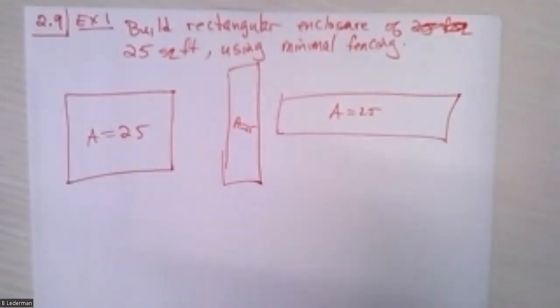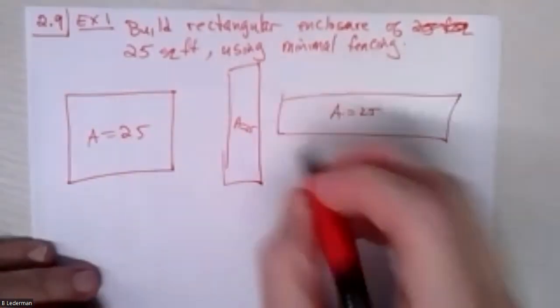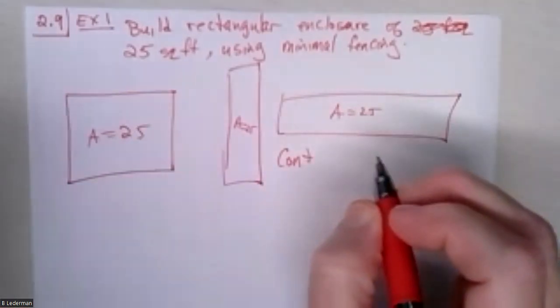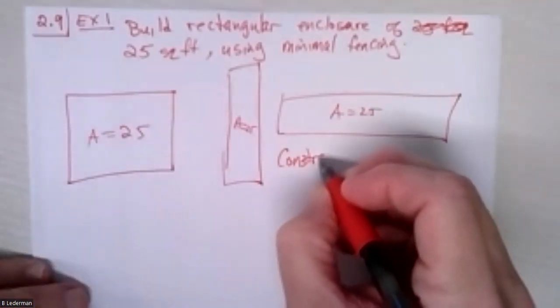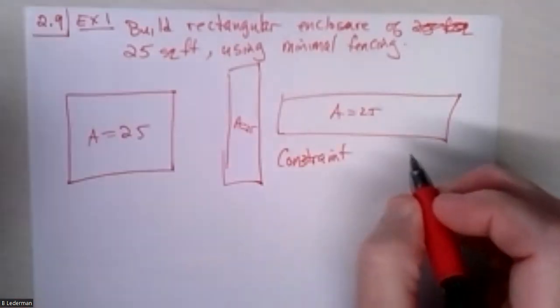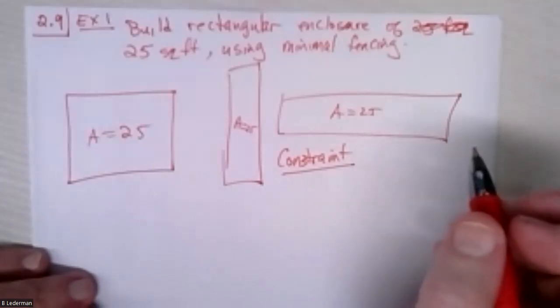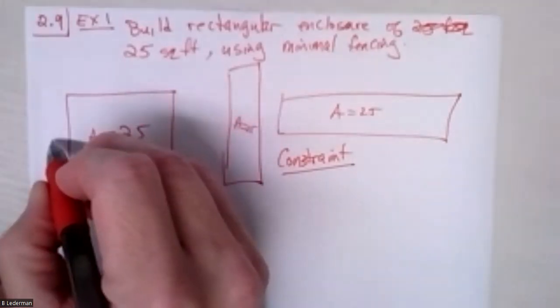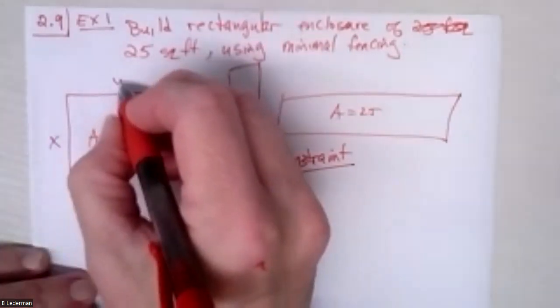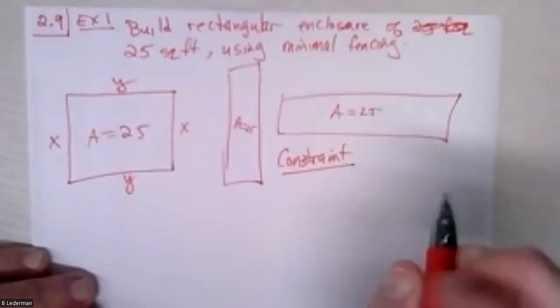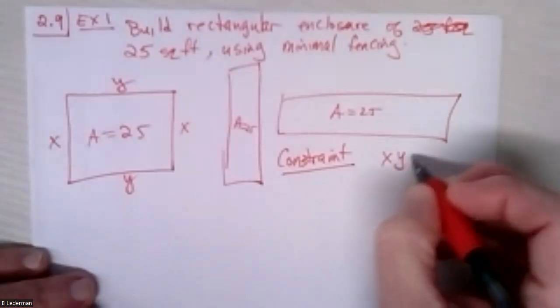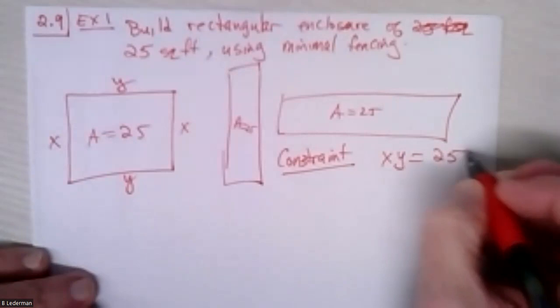Whatever the reason, if it's for sheep to graze in, I need 25 square feet of grass so they don't starve. Whatever the reasons are, it has to be 25 square feet. So this is my constraint. It means this is immutable, an unchangeable constraint. I must have that 25 square feet. And what's the constraint equation? Well, if one side is x and the other side is y, the constraint equation is xy equals 25.